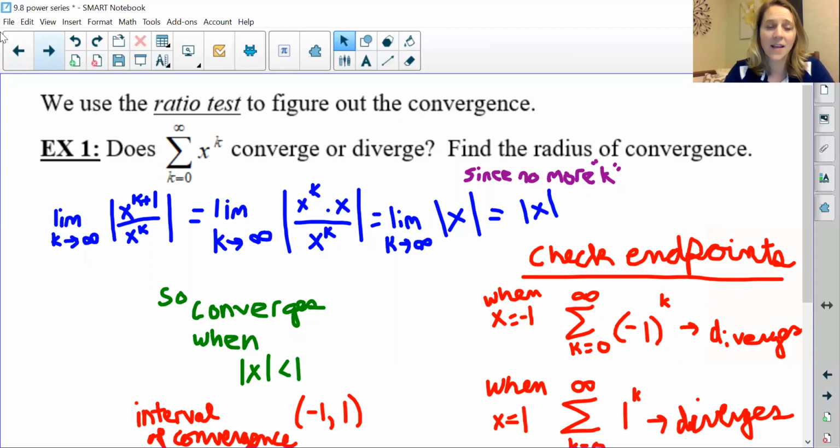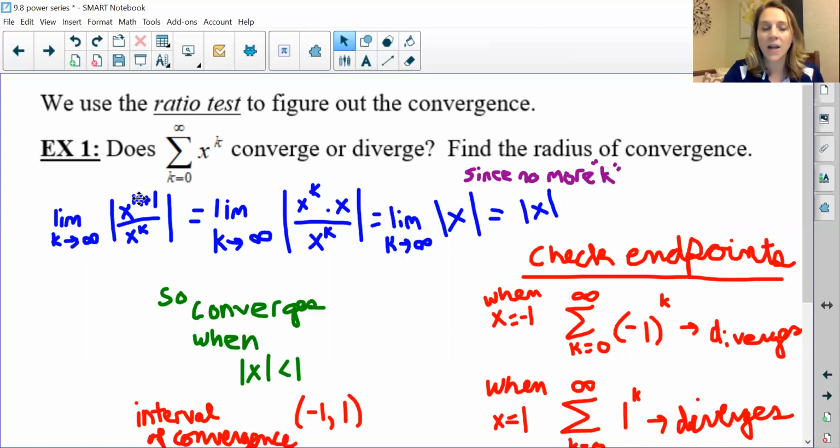Example 1 says, does the series converge or diverge? And then find the radius of convergence. So the first thing we're going to do is we're going to use the ratio test. And so we find this for the next term over. So we have x to the k plus 1 over x to the k. And that's going to equal the limit as k approaches infinity.